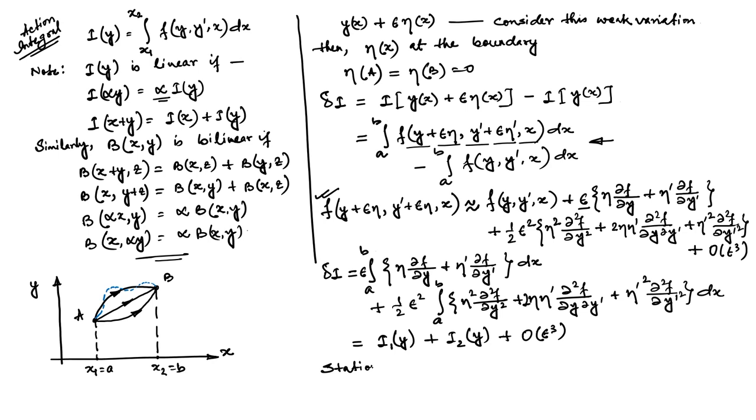And for stationarity, we have stationary conditions. That means now we are looking for the optimal solution. The stationary condition yields I 1 of y equal to 0. That is the stationary condition. Obviously, the second integral will dictate whether the solution from the first condition will offer us maxima or minima. Now, if we focus on this condition and see how it goes, what we have is I 1 of y equal to 0. And if you look at the expression, we have epsilon times the integral from a to b, then within bracket the expression that we have just derived.